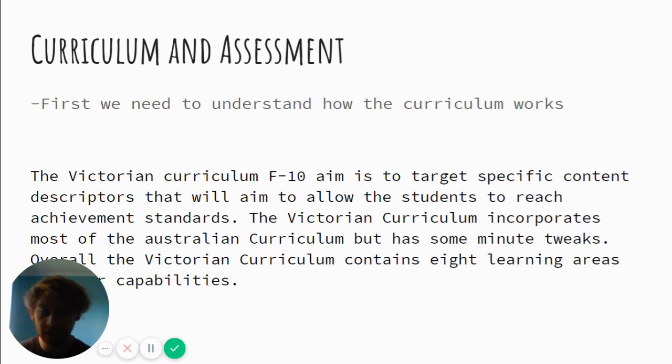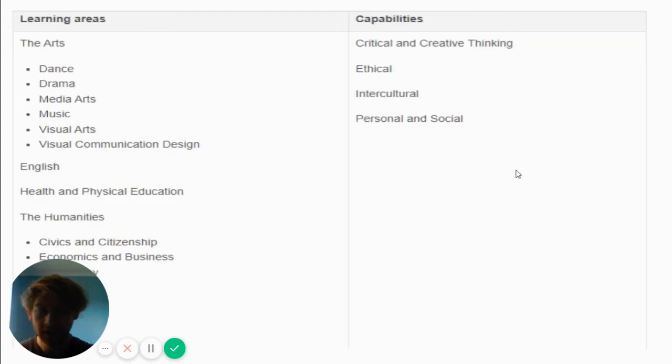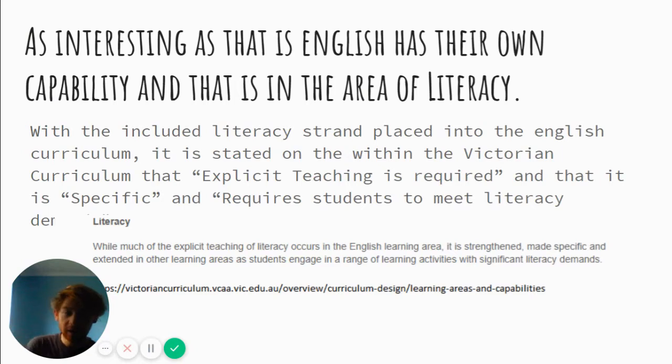One important thing I want to point out is that in the curriculum we have 8 learning areas and 4 capabilities that are part of all aspects of the curriculum. These being critical and creative thinking, ethical, intellectual, personal, and social. But one important factor I want to point out is, on the English side of the curriculum, how valued the literacy strand is.